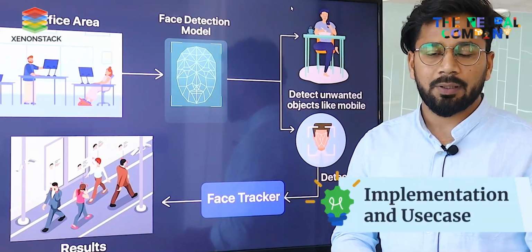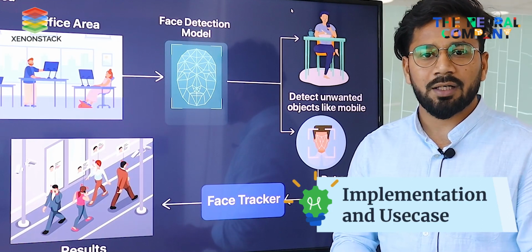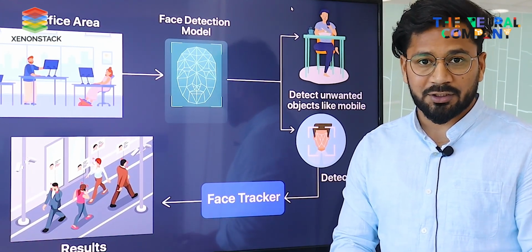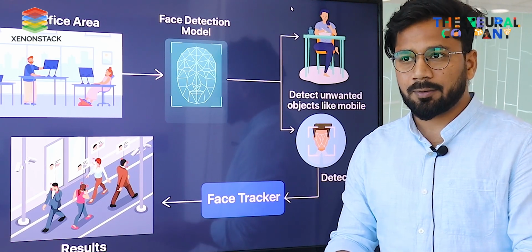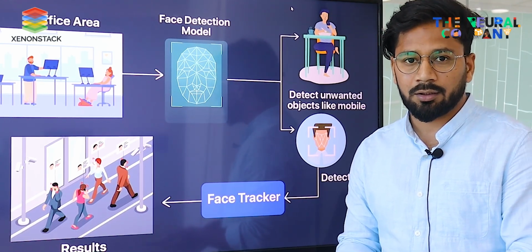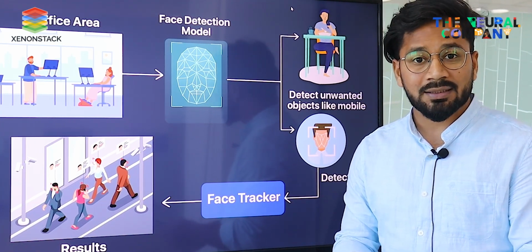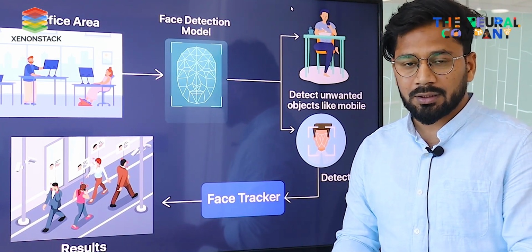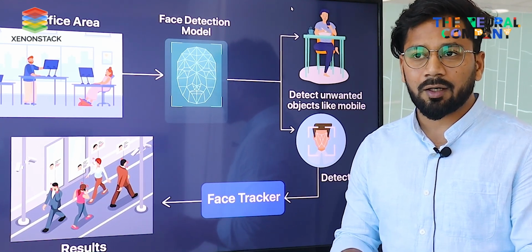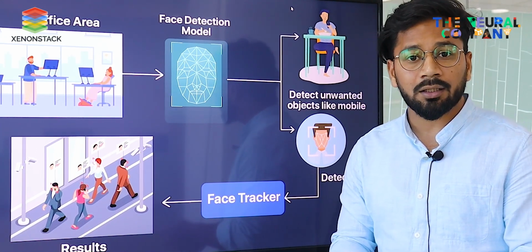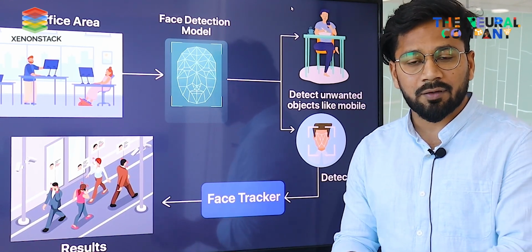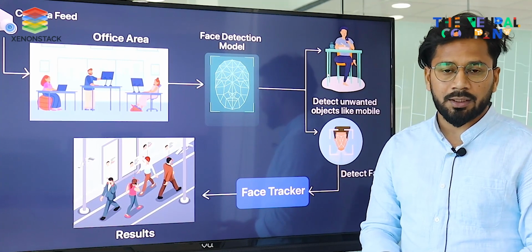Let's take a look at the implementation and use cases. The surveillance system helps us to detect unknown persons and crowds, and we have developed some KPIs based on the surveillance data, like how much time a person is spending on their breaks, in the cafeteria, or at their seat. It will detect the productivity of the person. There are other KPIs as well.